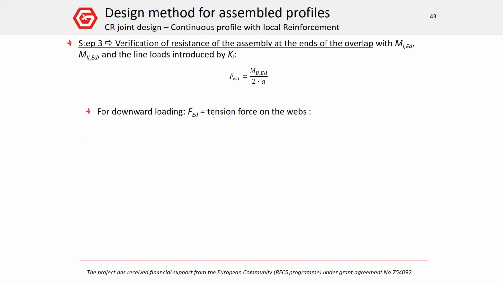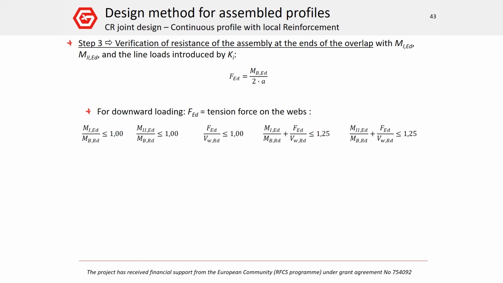5 points. Checking the bending resistance at the two ends of overlap, checking the shear resistance, checking the interaction between moment and shear at the two ends.